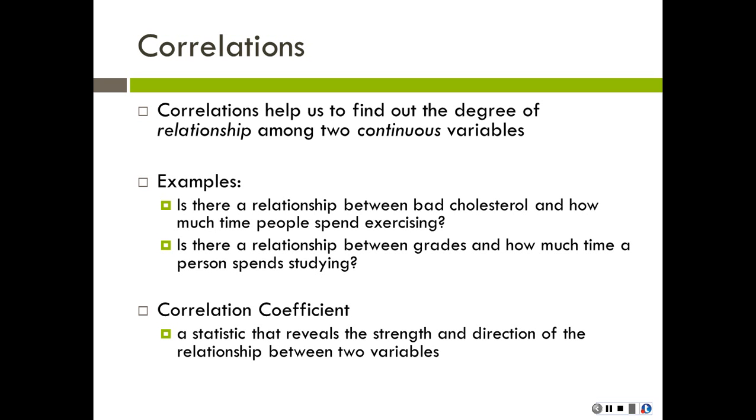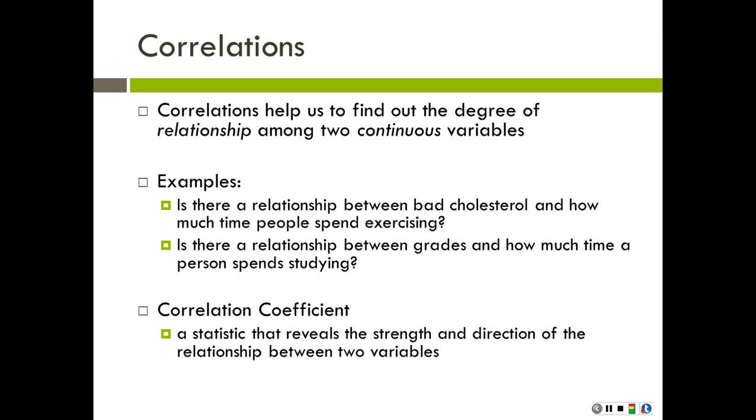So correlations help us to assess the degree of relationship among 2 continuous variables. So no nominal or ordinal, we're looking at continuous variables, scale level variables. And so this is the first analysis we are looking at that lets us look at that, right? It's the first analysis that lets us look at 2 scale variables together.